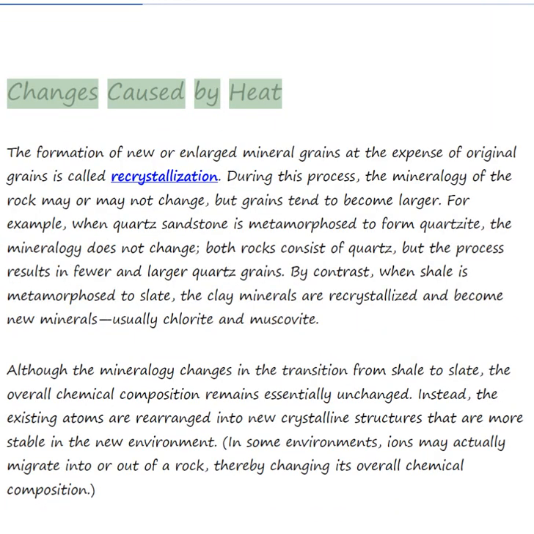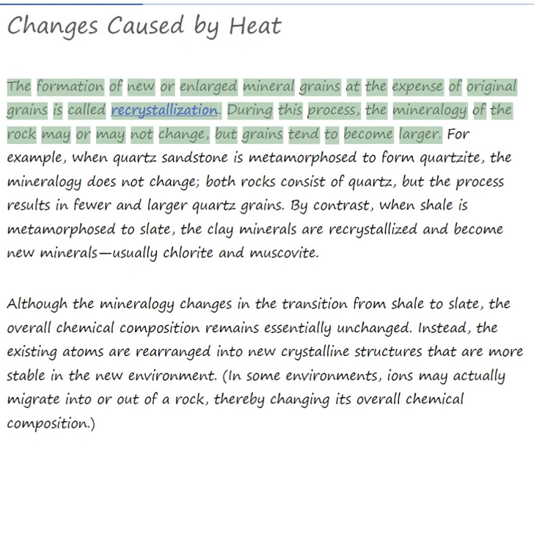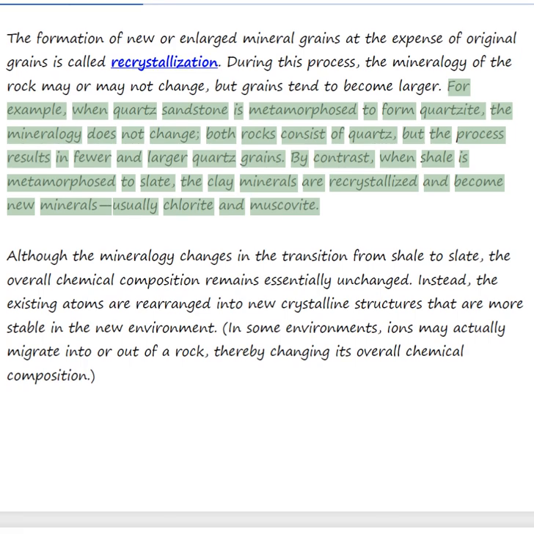Changes caused by heat. The formation of new or enlarged mineral grains at the expense of original grains is called recrystallization. During this process, the mineralogy of the rock may or may not change, but grains tend to become larger. For example, when quartz sandstone is metamorphosed to form quartzite, the mineralogy does not change. Both rocks consist of quartz, but the process results in fewer and larger quartz grains.